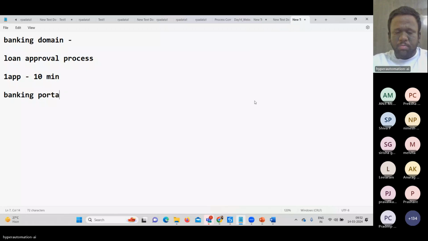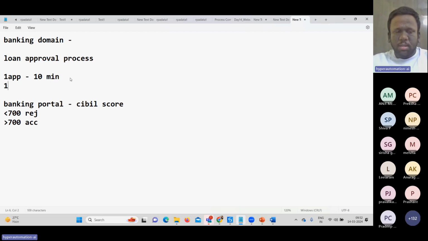banking portal where they will try to generate a CIBIL score. If your CIBIL score is less than 700, it is rejected. And if it is greater than 700, it is accepted, right? And each application manually takes 10 minutes. So in 1 hour, how many applications can you complete? You can do around 6 applications.